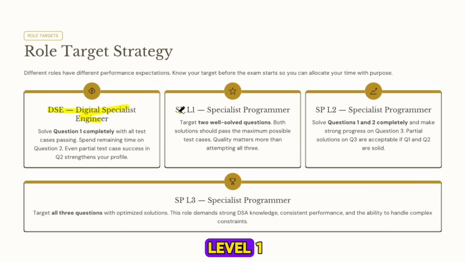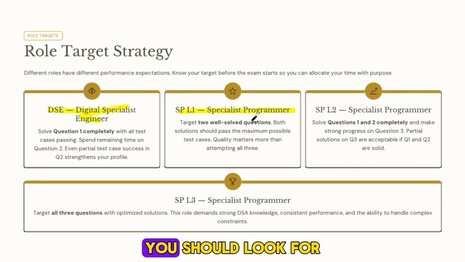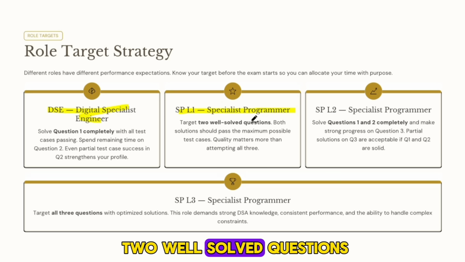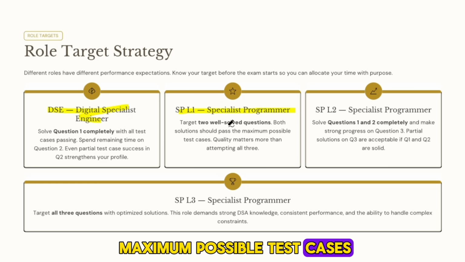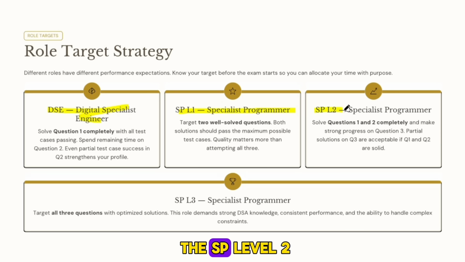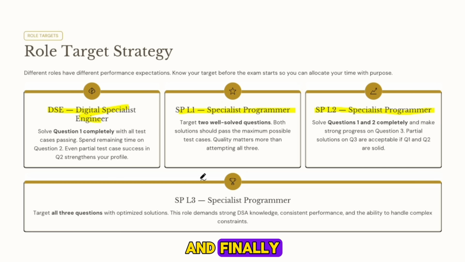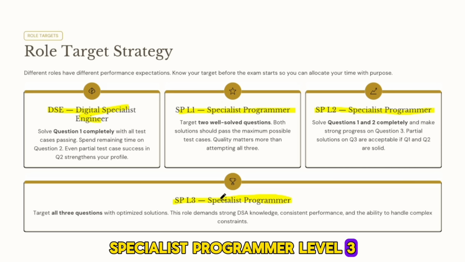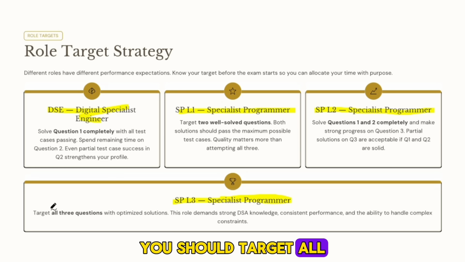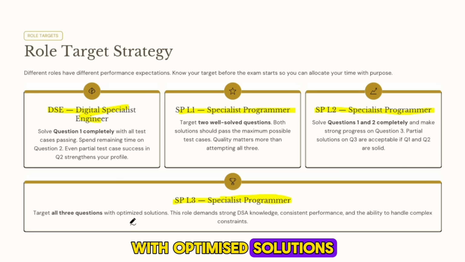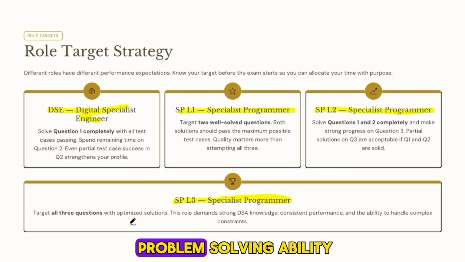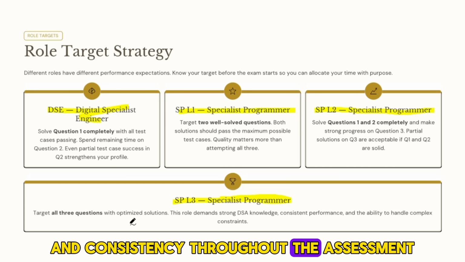Talking about SP level 1, that is Specialist Programmer level 1, if this is your target, you should look for 2 well solved questions. Both solutions should pass the maximum possible test cases. Further, for SP level 2, aim to solve the first 2 questions completely and make strong progress on the third question. And finally, for Specialist Programmer level 3, you should target all 3 questions with optimized solutions. This role demands strong problem solving ability and consistency throughout the assessment.